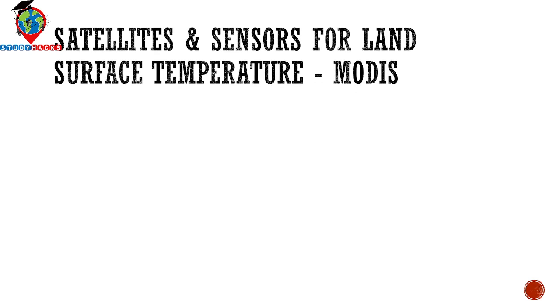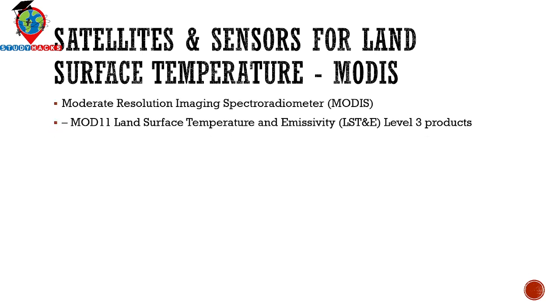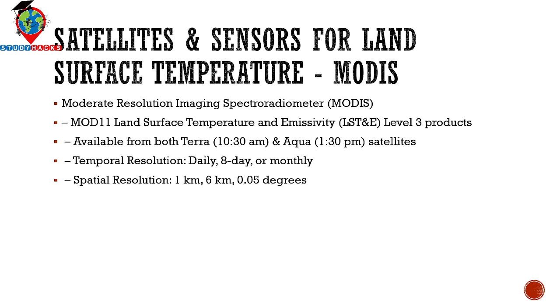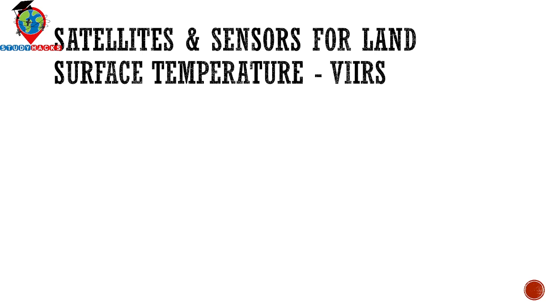And then we talk about MODIS, how we can easily use MODIS to monitor the land surface temperature. Basically, MOD11 is the land surface temperature and emissivity level 3 product, available from both the Terra and Aqua satellites. Temporal resolution is mainly daily, 8-day or monthly. Especially spatial resolution is 1 kilometer, 6 kilometer, and 0.05 degrees. It's available from 2000 to present time, with global coverage, and this is the short product name, MOD11, for the land surface temperature from MODIS.